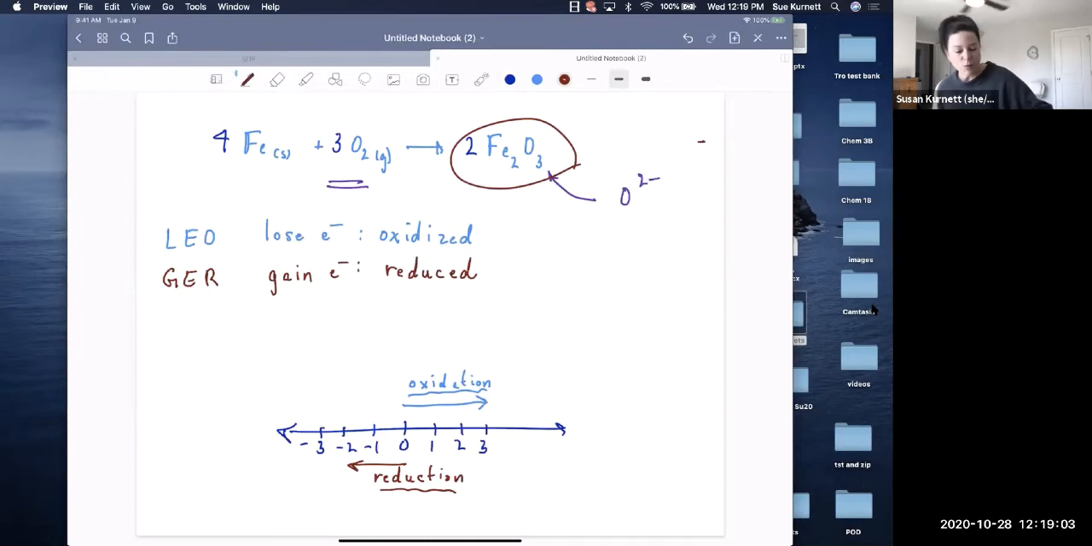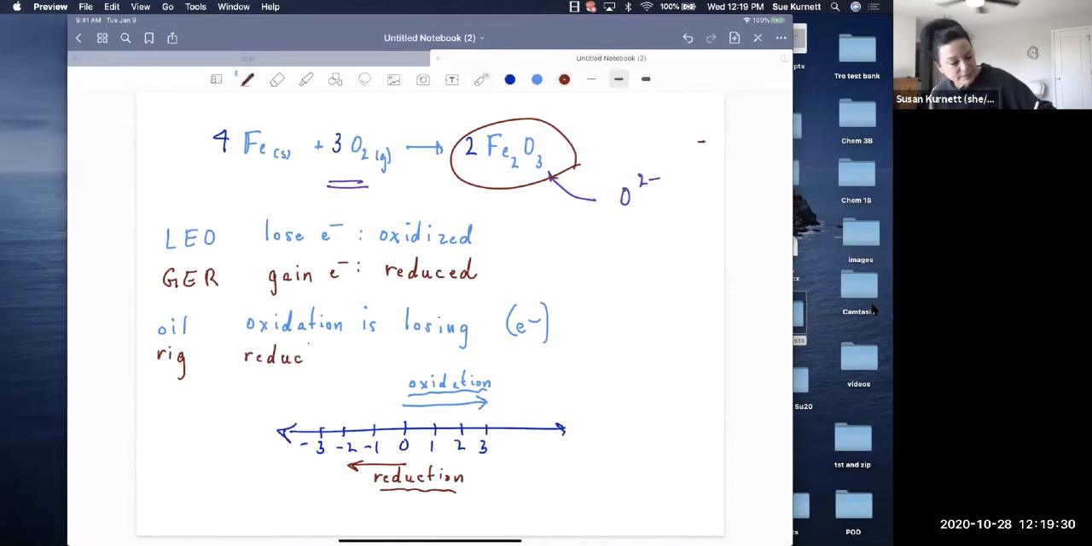Another way you can remember this is oil rig. Oil stands for oxidation is losing. Losing what? Electrons. Reduction is gaining. Gaining what? Electrons. Because redox is all about electron transfer.